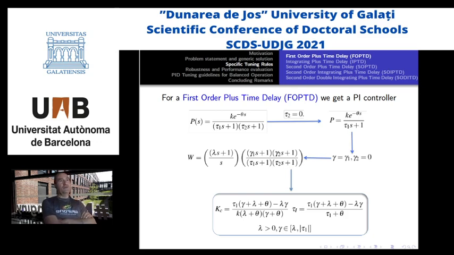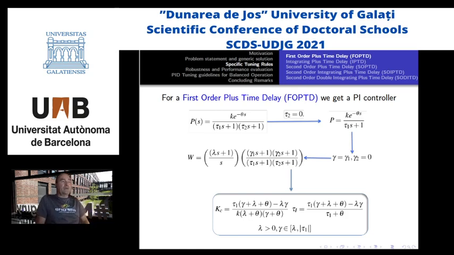Okay, so we start from the base case. You remember the red shadow at the beginning, the second order plus time delay plant. How can we go from the base case to the particular case? In this case, we just set one of the time constants to 0. Okay, and we get the first order plus time delay. And then with this tau 2 equals 0, also one of the gammas goes to 0. So just one gamma, we introduce these changes in the weight. And by these changes in the weight, the final controller turns out to be a PI controller.